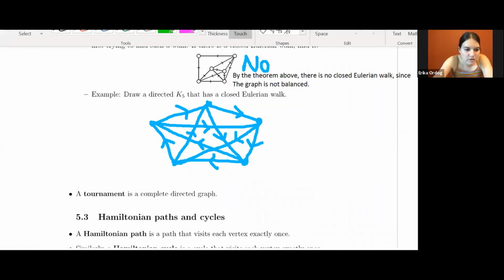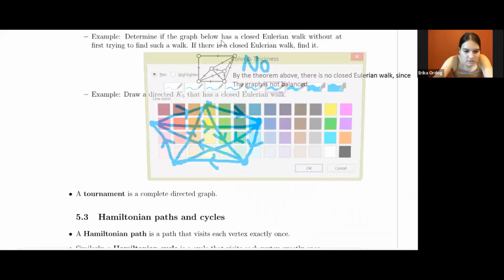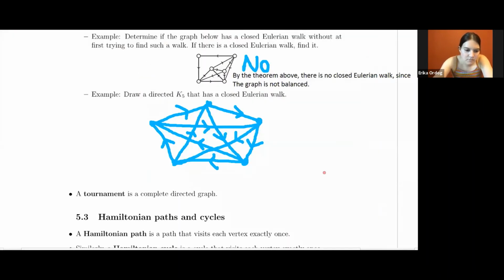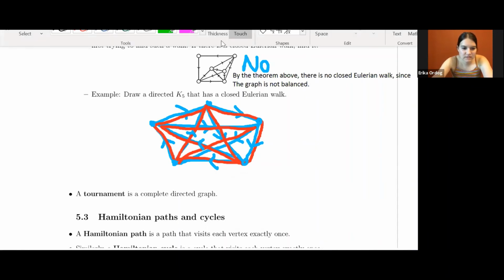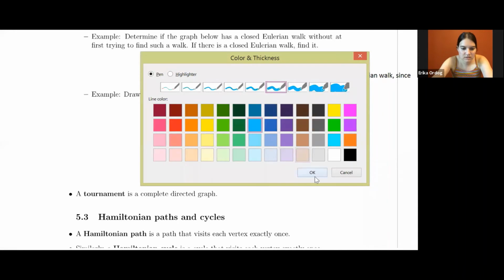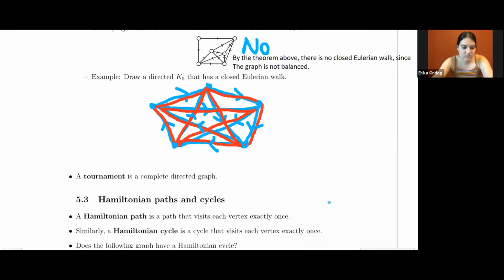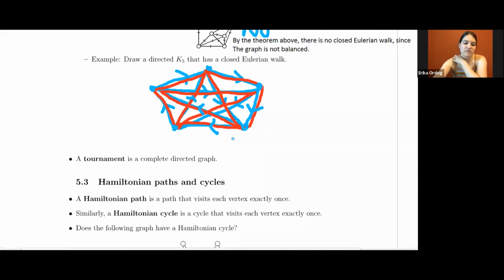I'll draw it in for you. You get a different color. So the closed Eulerian walk, we can follow these edges right here. Notice it's not a path because we visit each vertex more than once, but we do visit each edge only once. All right. Okay, so this is an example of a tournament. A tournament is just a complete graph that's directed, so it has arrows on the edges.